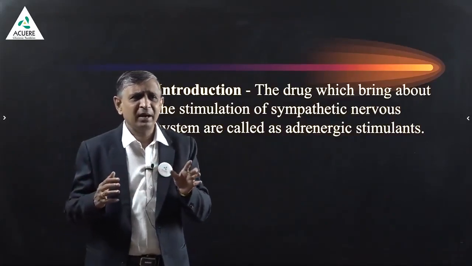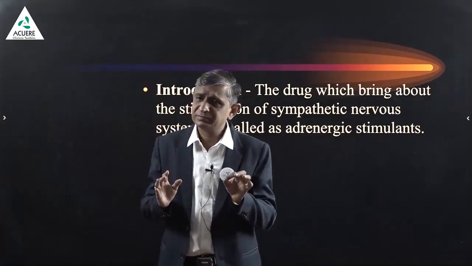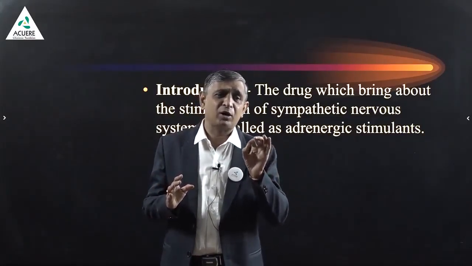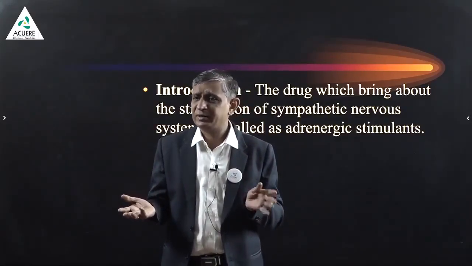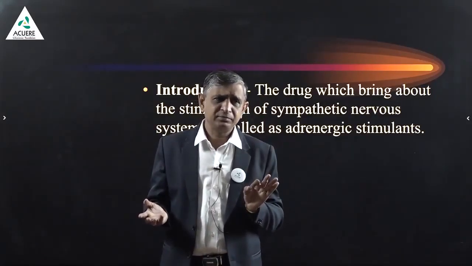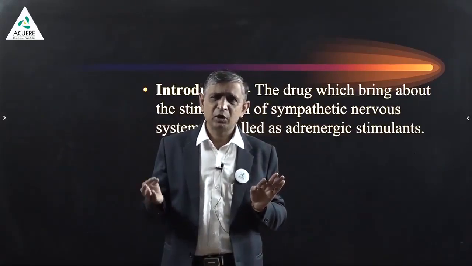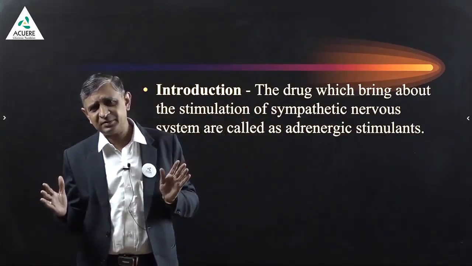Do remember, adrenergic and cholinergic are physiological concepts. Sympathetic and parasympathetic are anatomical concepts, but they go hand in hand. Are you getting my point? Yes. The adrenergic nervous system is equal to the sympathetic nervous system. The cholinergic nervous system is equal to the parasympathetic nervous system.